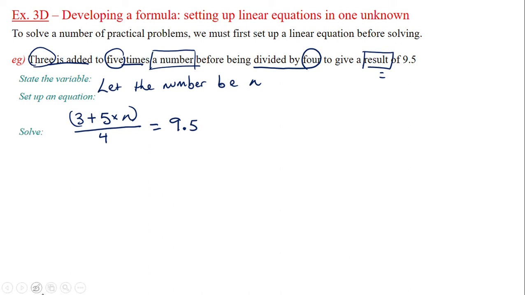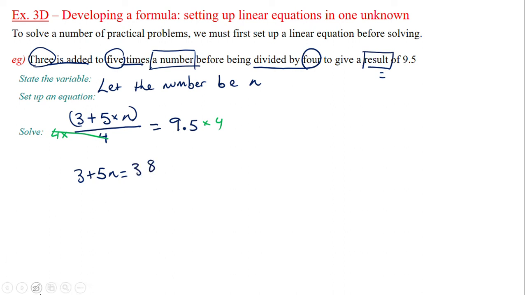So as we have done with previous exercises, the first thing we need to get rid of is this divide by 4. It's the last thing to happen in the statement. It's the first thing to get rid of. Remember, SAD MOB. So 4 times both sides. And we get 3 plus, I'm going to simplify my 5 times n to just 5n. And that equals 9.5 times 4, which is 38.